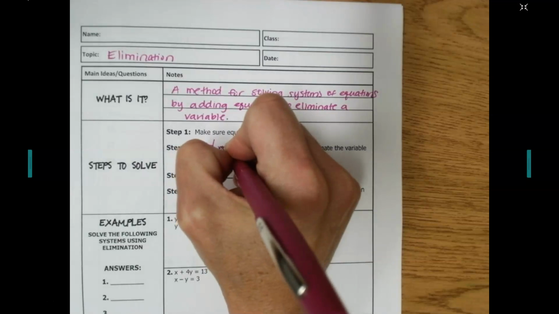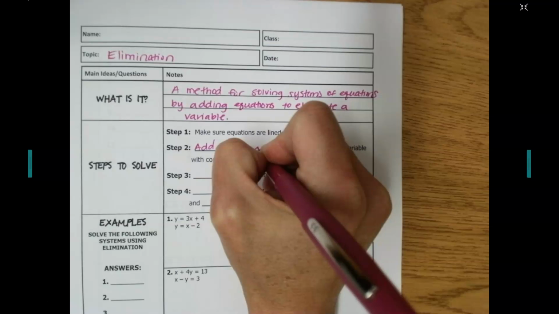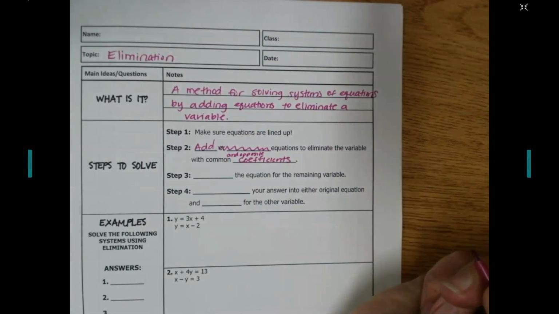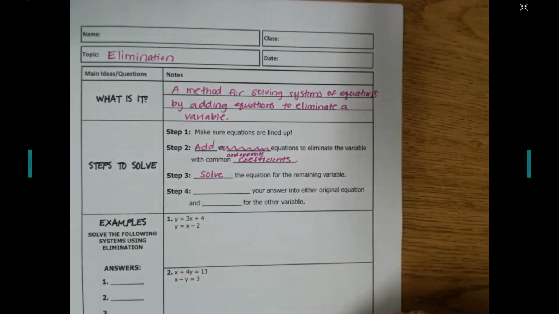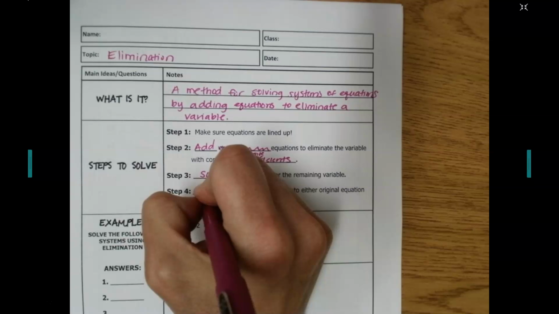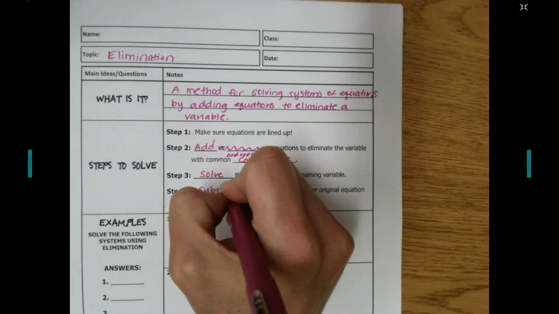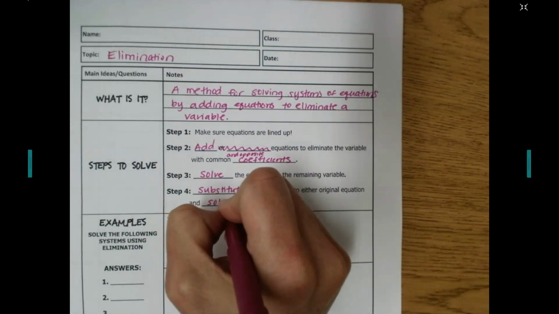It's common and opposite coefficients. Okay. Then you're going to solve the equation for the remaining variable. And then just like with substitution, once you know one of the variables, you're going to substitute it into the original equation and solve for the other variable.